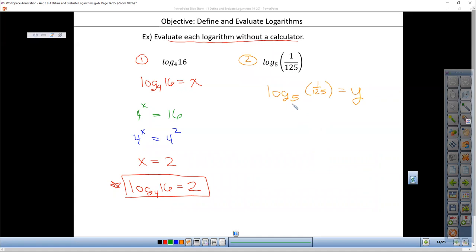So our exponential form then would be 5 here to the power of y equals 1 over 125. Now, you've hopefully recognized that 125 is a power of 5, and that you know it's 5 to the 3rd power, and so that's good. But you have to realize that this structure does not allow us to conclude y equals 3, because one power of y is in the numerator and the other is in the denominator.